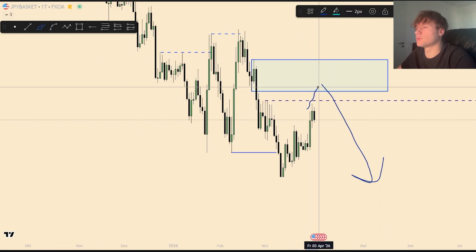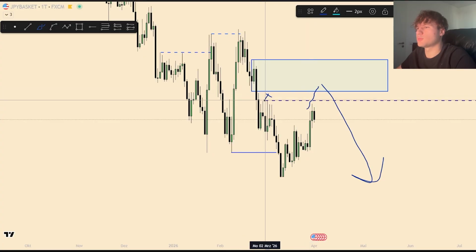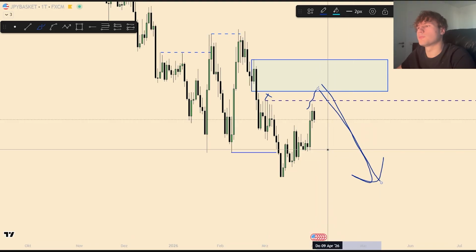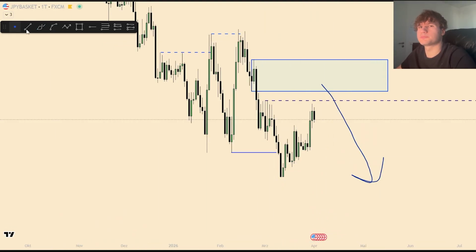I'm just waiting for it to retrace into this liquidity points and this higher time frame supply zone, and then short it down lower. So nothing much on here.